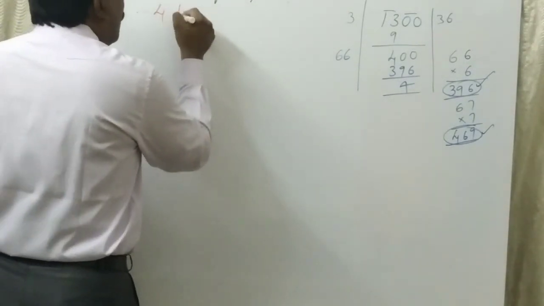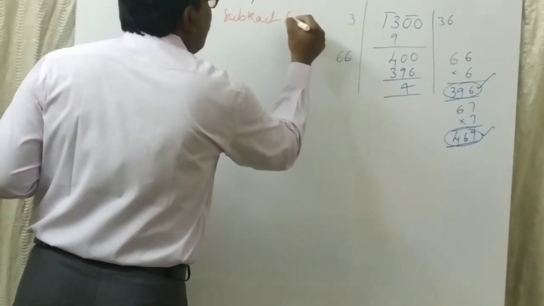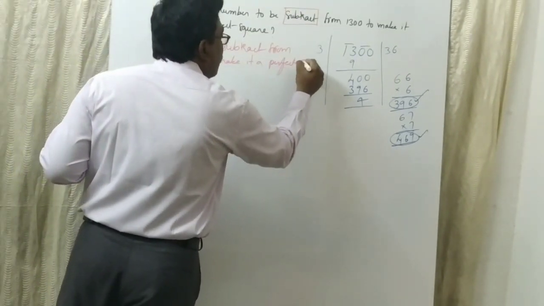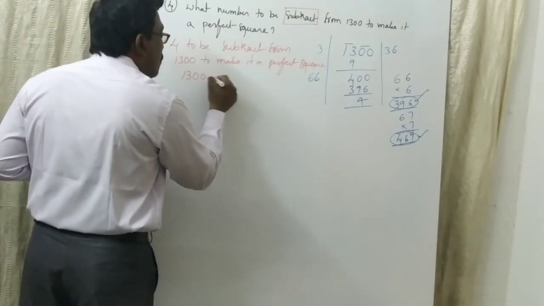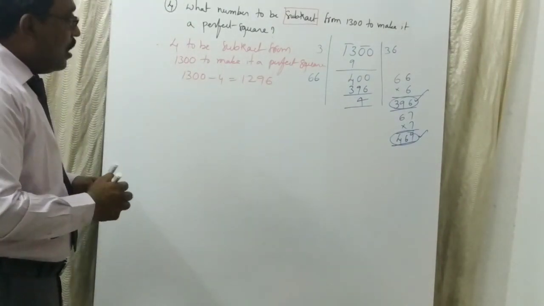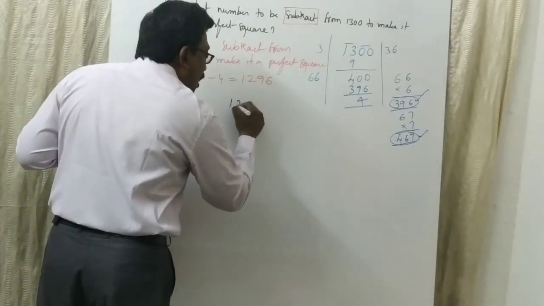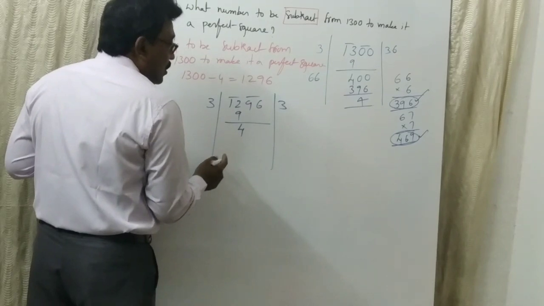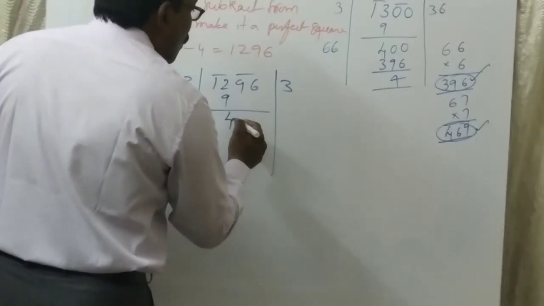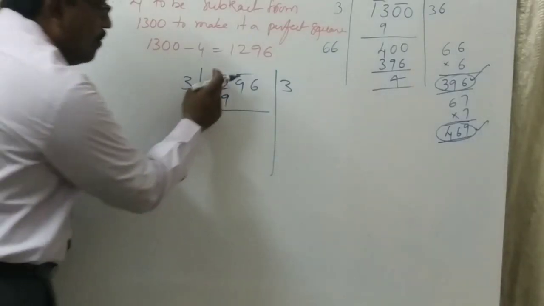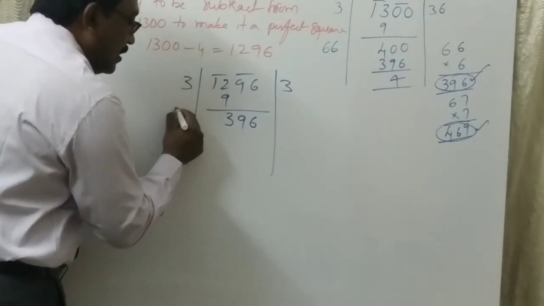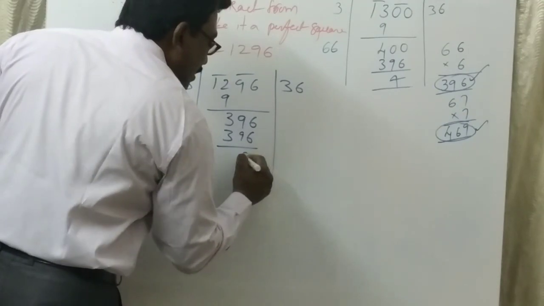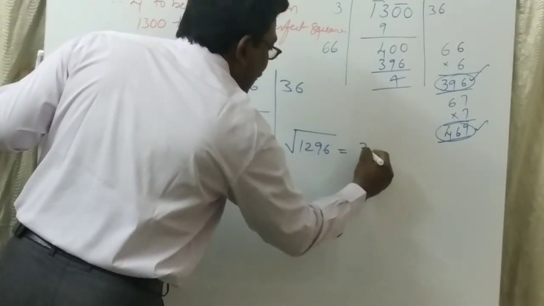Therefore, 4 is to be subtracted from 1300 to make it a perfect square. So 1300 minus 4 is 1296. Now I'll find out whether 1296 is a perfect square or not. So 3 threes are 9, 4 left. So 12 minus 9 is 3, 96, 3 double is 6. Already I multiplied 66 into 6, that is 396, 6 times, so 396, 0. Therefore, the square root of 1296 is 36.